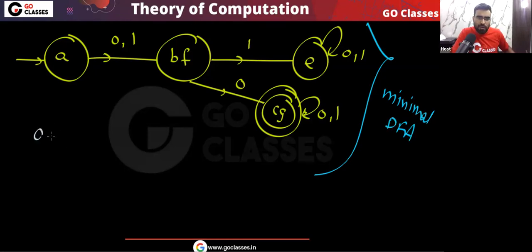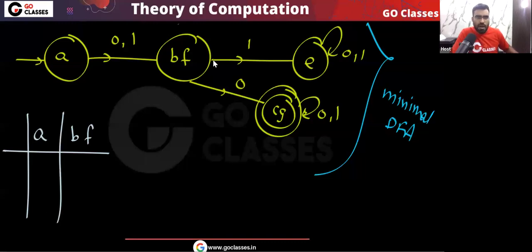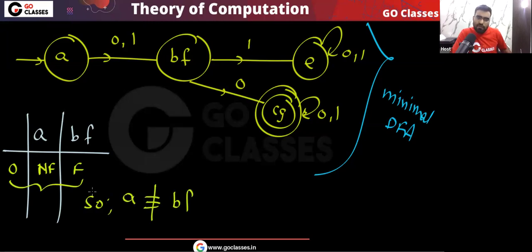Okay, for example, what about A and BF? Are they mergeable or not? No, they are not mergeable. You can easily see, which string will distinguish them? Tell me a string which will distinguish them. That is 0. This state A will go to non-final, and this state BF will go to final. So you can easily see that A is distinguishable from BF, and they are distinguishable by 0.